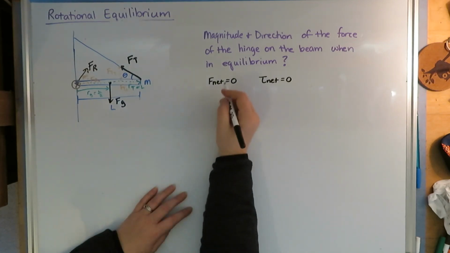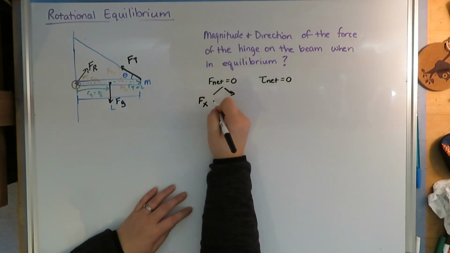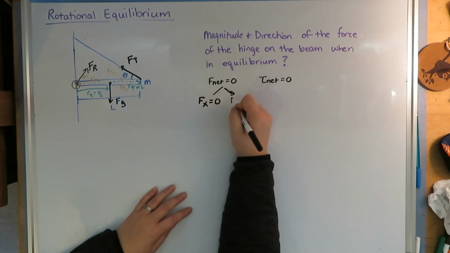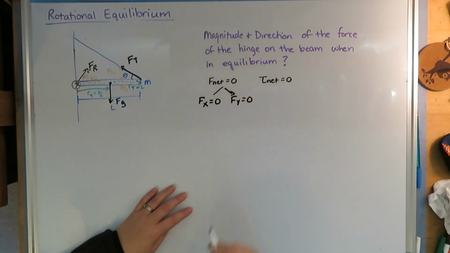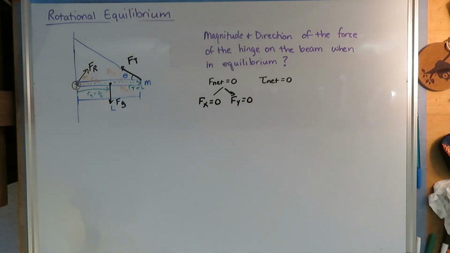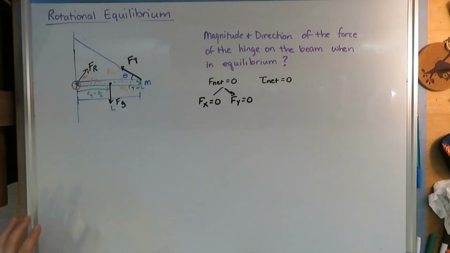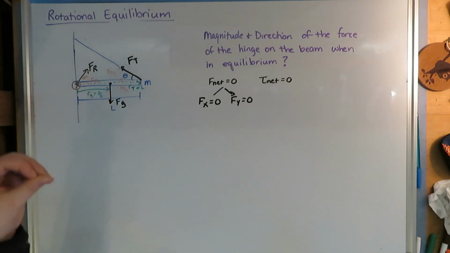But this is a problem in 2 dimensions. So that not only means that my net force is equal to 0, my net force in the x direction has to equal 0, and my net force in the y direction has to equal 0. So I actually have 3 different equations that I can work with, which is good because I've got multiple unknowns. Actually, in this case, I have 2 unknowns, FRX and FRY. Well, and also the angle. So I could actually have 3 unknowns. So with this information, I could actually find FRX, FRY, and the angle that they're acting.